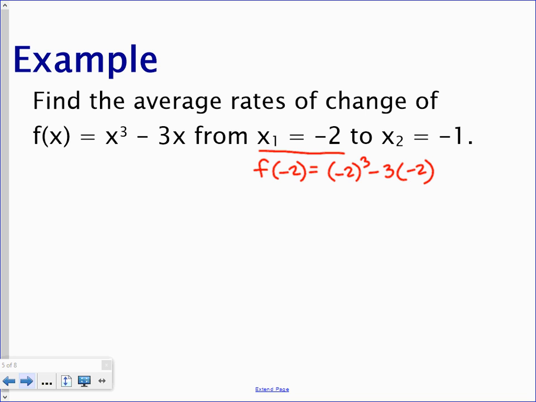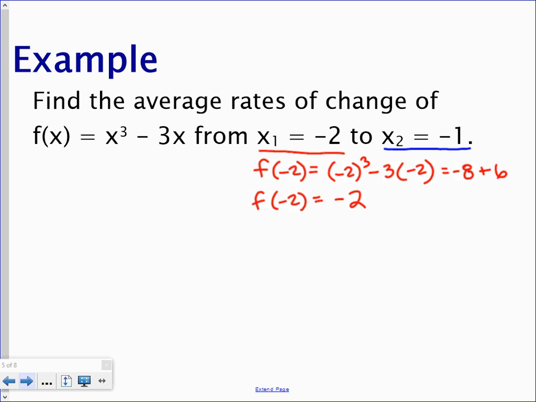And I'm just substituting negative 2 in everywhere as the x. So f of negative 2 is equal to, this is negative 8 and then plus 6. So it's equal to negative 2. And I now know the x and the y. X sub 1, y sub 1. Both are negative 2.